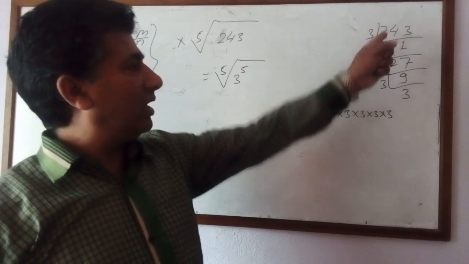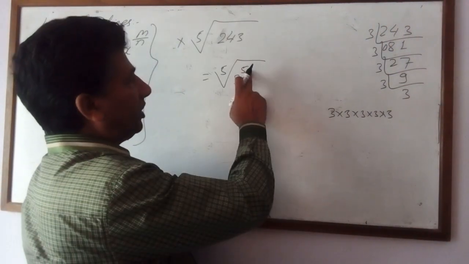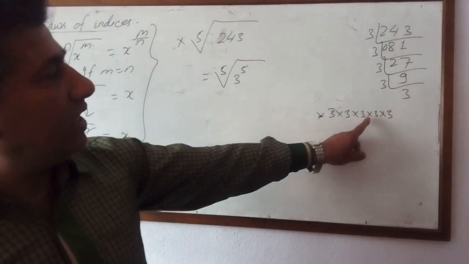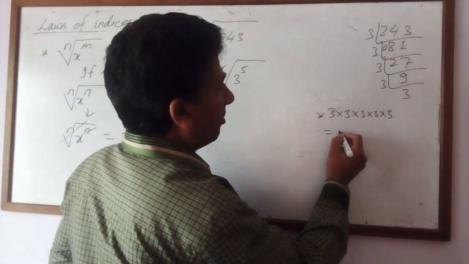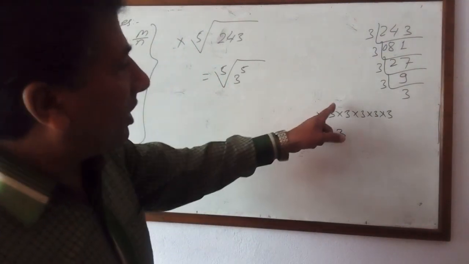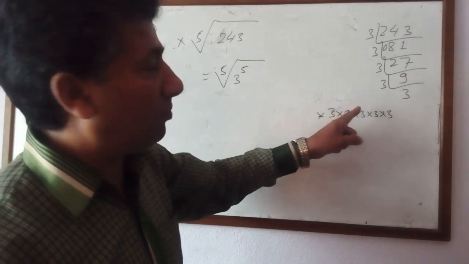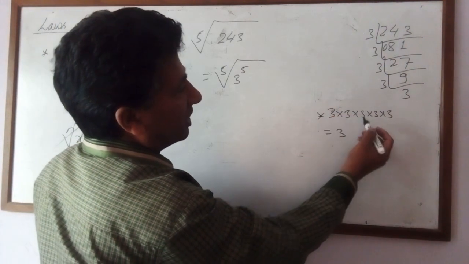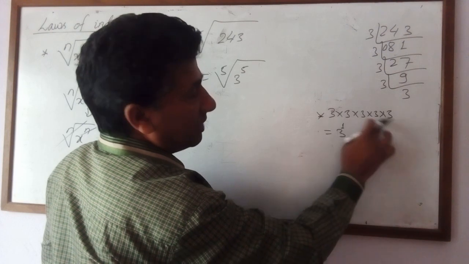Number of 3s, 5. Now the rule of multiplication. Why did I write 5 here? You can understand like this. 3, 3, 3, 3, 3. They have the same base. When the base is the same, we have to add their power. And if nothing is written as power, it means they have power 1. Each has power 1. This 3 also 1, this 3 also 1. Now add their power. When bases are the same, we have to add their power.